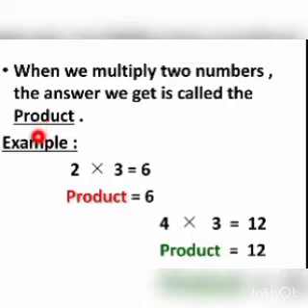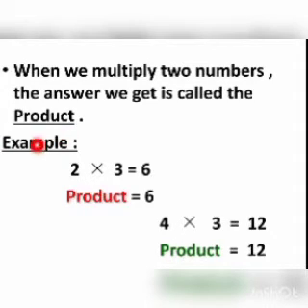Can we say the spelling of product? P-R-O-D-U-C-T. Product. Once again, P-R-O-D-U-C-T. Product.